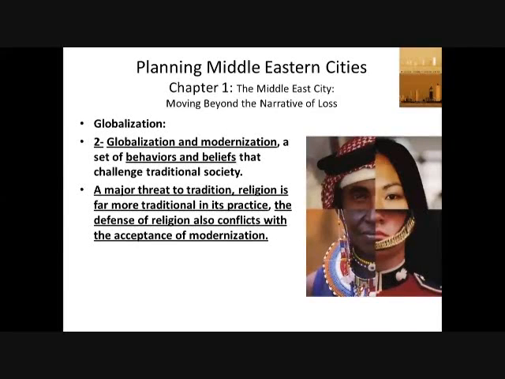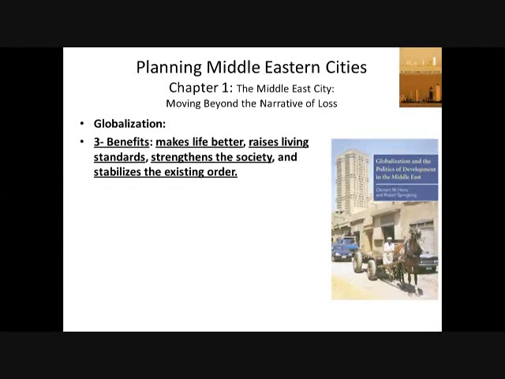So globalization and modernization are a set of behaviors and beliefs that challenge traditional society. We are changing rapidly, and traditions do not change easily. Even if they change from the outside, the inner core is very resistant to change, especially when it comes to religion, far more traditional in its place. The defense of religion conflicts with the acceptance of modernization. So there is always a conflict between what is currently happening around the world and whether it conflicts with tradition or not.